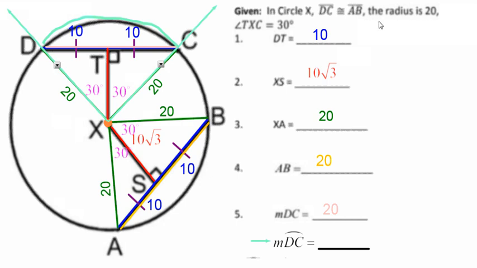Of DXC. So let's see, what do we know about the measurement of this angle? It's made up of 2 of our angles from our triangles. So 30 degrees and 30 degrees is 60 degrees. So the measurement of the central angle is 60 degrees, therefore its intercepted arc DC would also be 60 degrees.